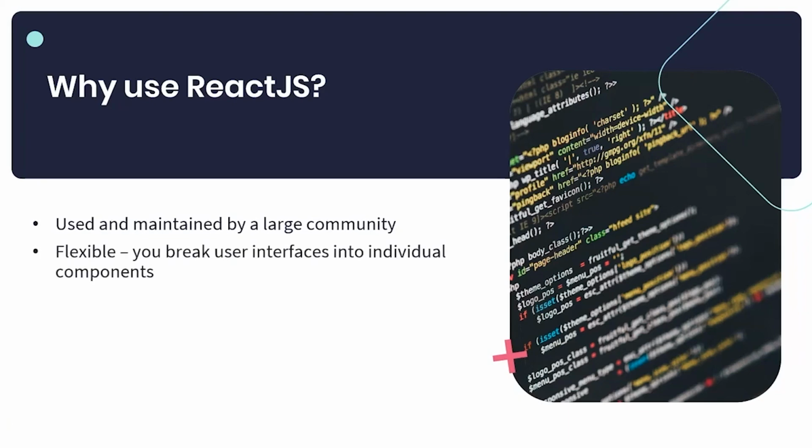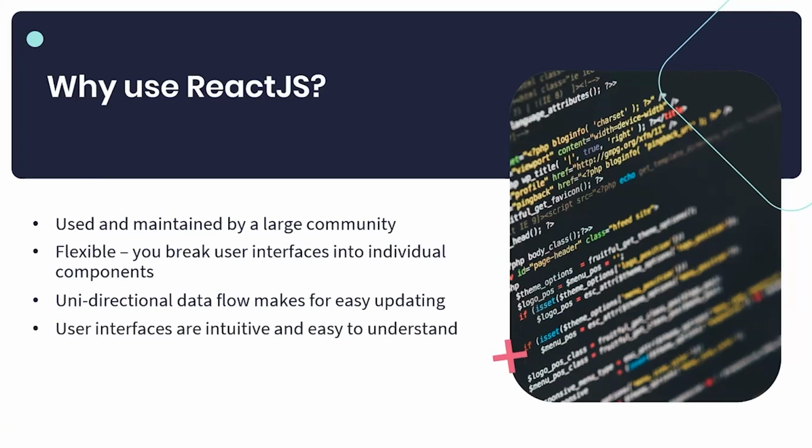React is pretty flexible because it allows you to break user interfaces into individual components. React's unidirectional data flow makes updating a user interface predictable and reliable. Because all the data that changes during the lifecycle is kept in a single state, code for building the user interfaces can be intuitive and easy to understand.